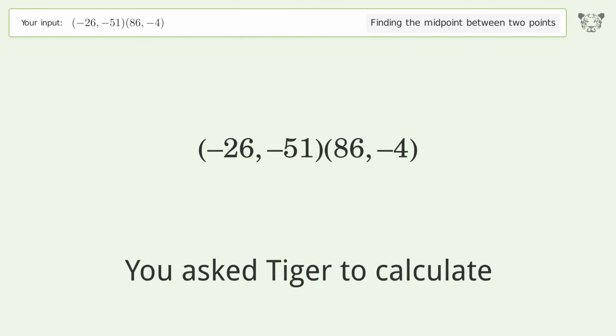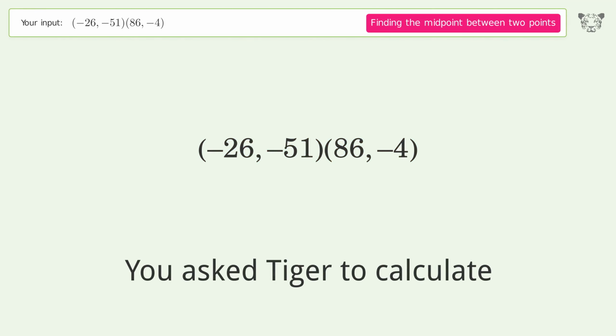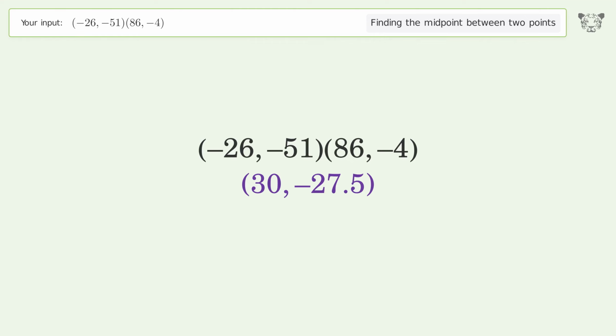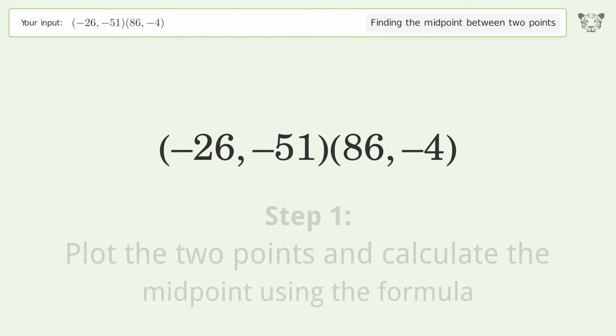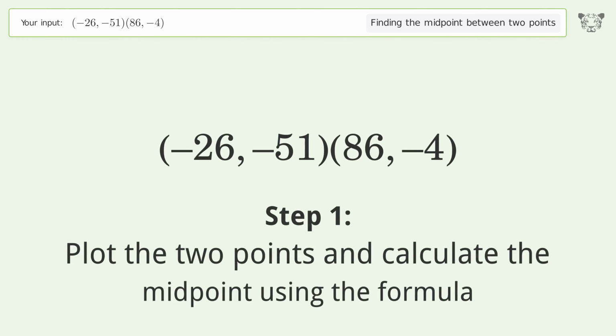You ask Tiger to calculate. This deals with finding the midpoint between 2 points. The midpoint between the 2 points is 30, negative 27.5. Let's solve it step by step. Plot the 2 points and calculate the midpoint using the formula.